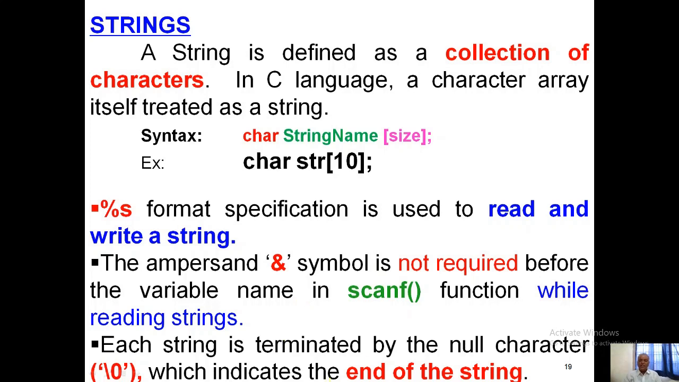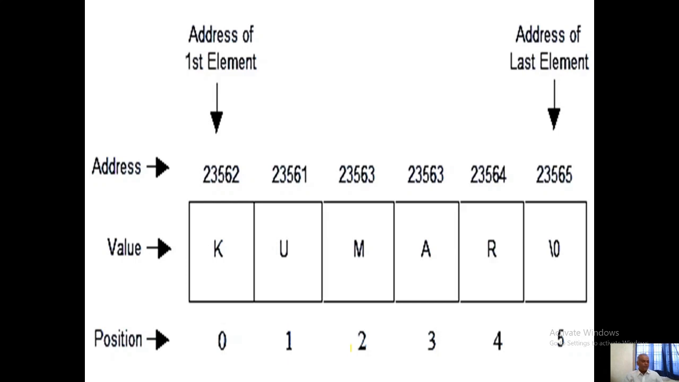Each string is always terminated with a null character, that is called \0, which indicates the end of the string. So a string can be treated as a character array. For reading and writing data using a string array, we use %s. For reading the data, it does not require any ampersand symbol. The end of the string is denoted with \0, which is called a null character.